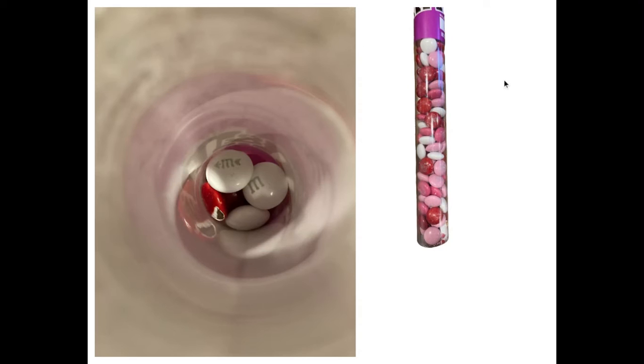So, the first thing you're going to need to know is the shape of the container. Most containers are cylinders. This one is a cylinder. The other shape that they use a lot of times is like a rectangular shape. Once you know the shape, if you're not sure of the formula, you can just Google it. In this case, the formula for a cylinder is pi r squared h.